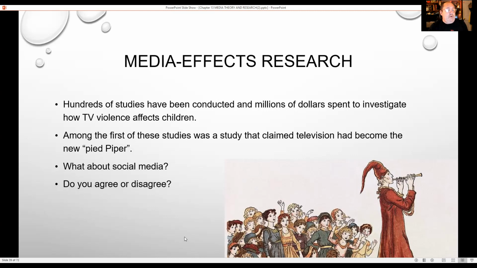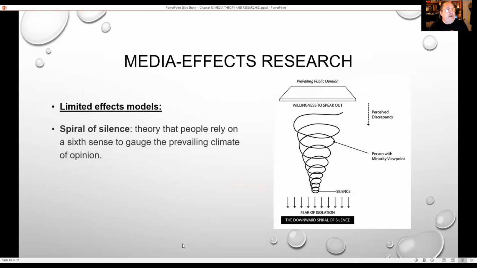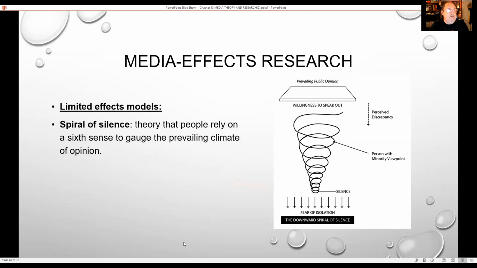So if we were in class, we'd talk about this. This is something I think we are seeing a problem with now, the spiral of silence. And I find myself being guilty of this. My grandsons won't be coming here.